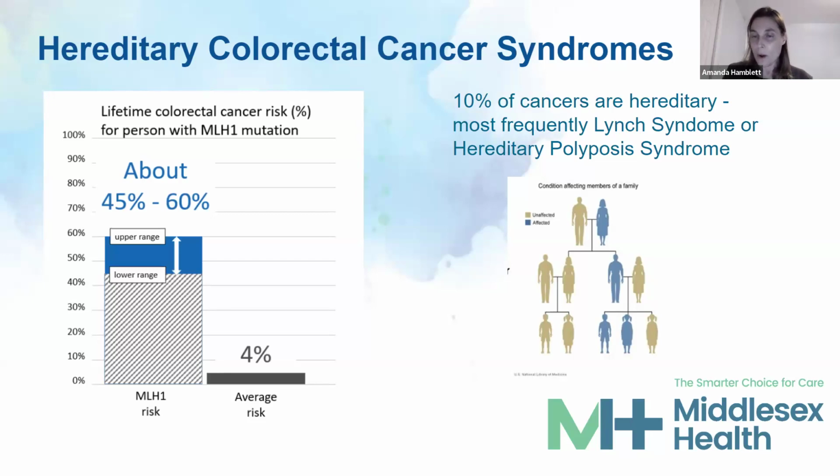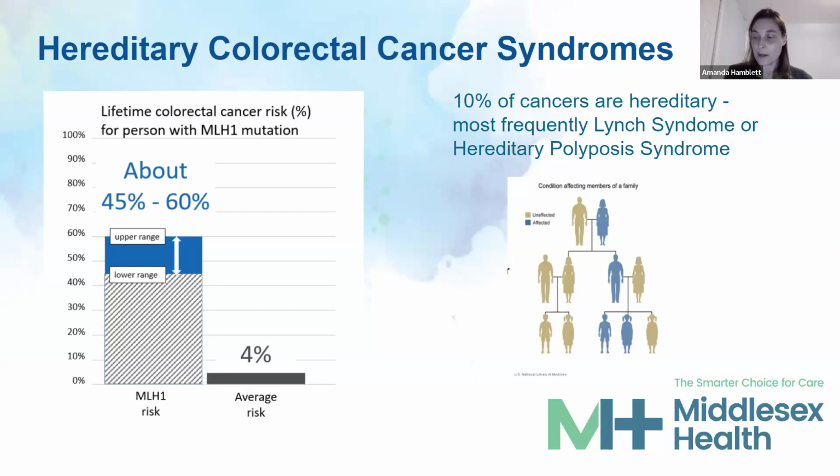We also know that individuals with Lynch syndrome or hereditary cancer risk can develop cancers at much younger ages. We can see colorectal cancers in people's 20s or 30s when they have Lynch syndrome. In addition, we know that in the United States, about 1 in 300 people have Lynch syndrome. So it's actually much more common than we would think.